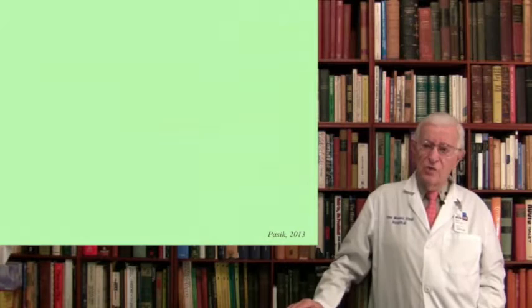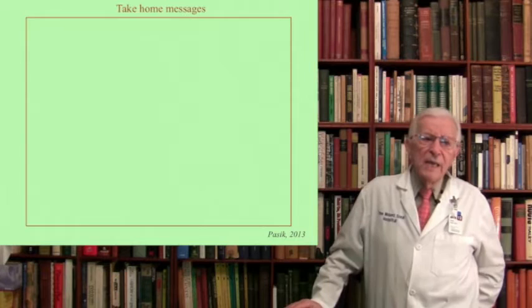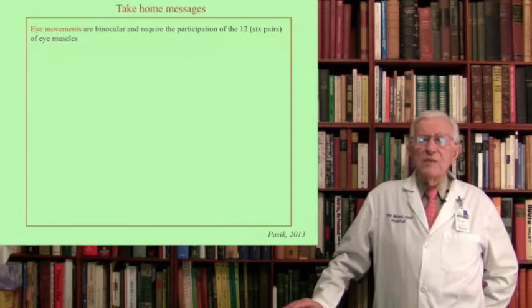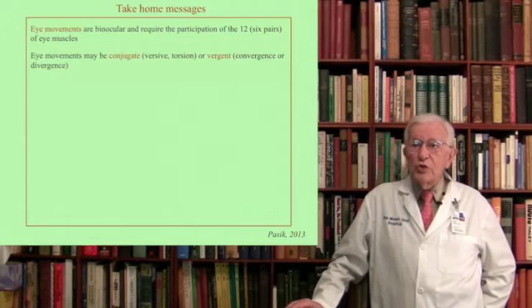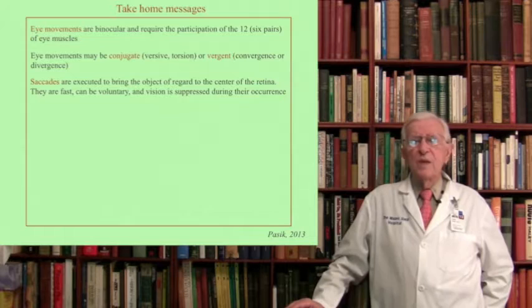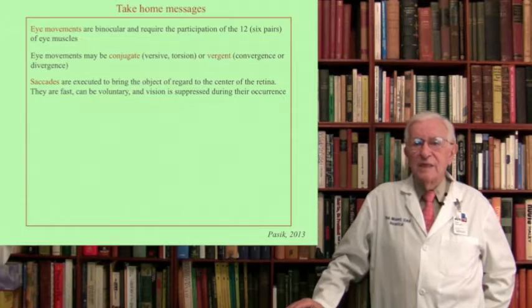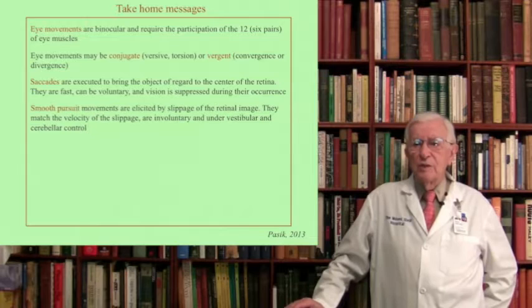All right. Now that ends this first part of the subject, and let's review this. Eye movements are binocular and require participation of the 12 pairs of eye muscles. Then the eye movement may be conjugate, as we discussed, versive or torsion movements, or they can be vergence, which is convergence or divergence. Saccades are executed to bring the object of regard to the center of the retina. They are fast, can be voluntary, and vision is suppressed during their occurrence.